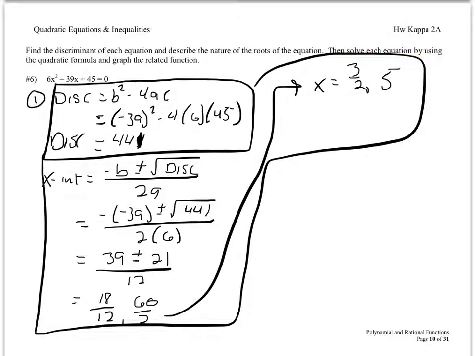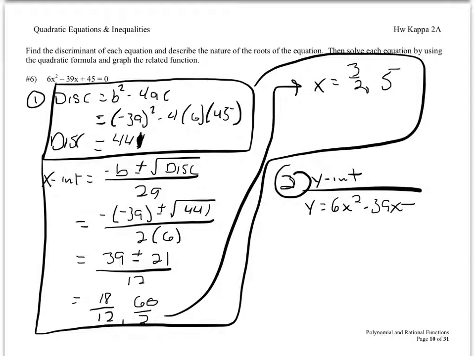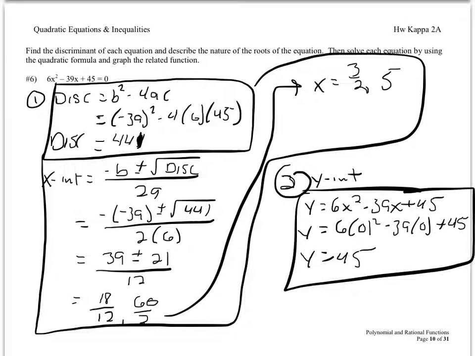Solve each equation by using the quadratic formula. That's what we just did. So solving it gives us the x-intercepts. Graph the related function. To graph the related function, we need the y-intercept. Take your related function, replace the x values with 0 to find the y-intercept. We get a y-intercept of 45. This parabola, yet again, opens up because the leading coefficient is positive.